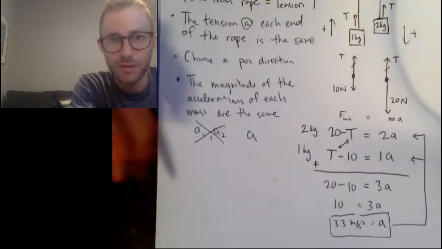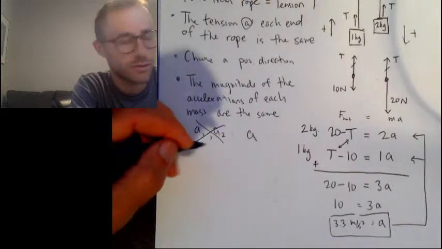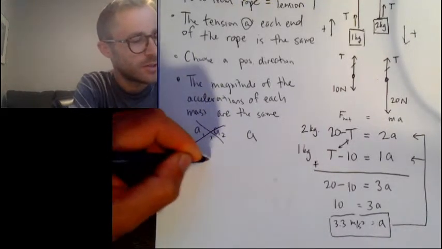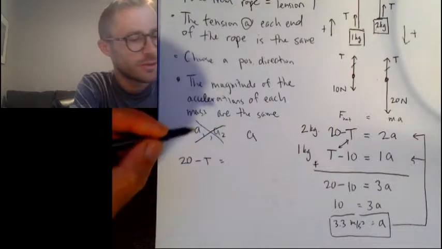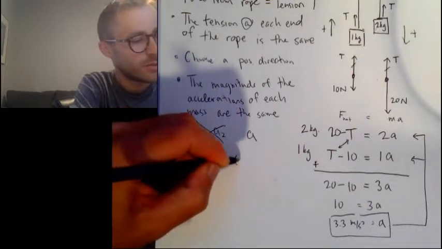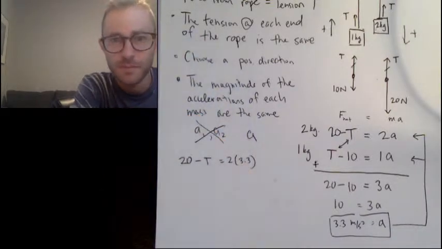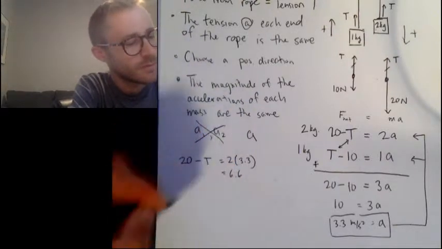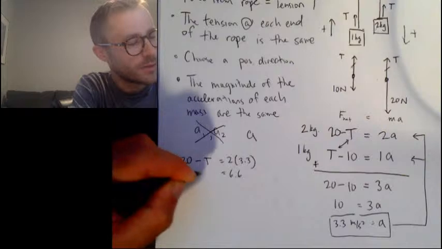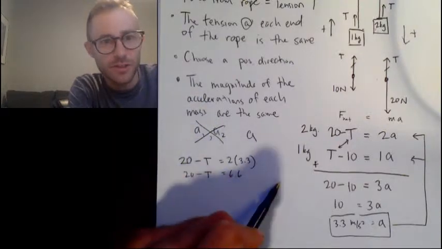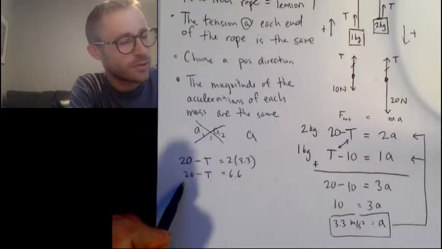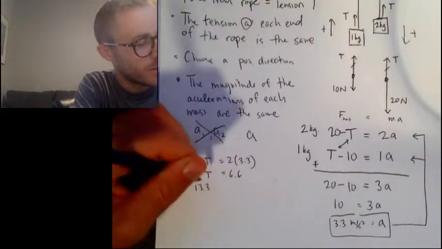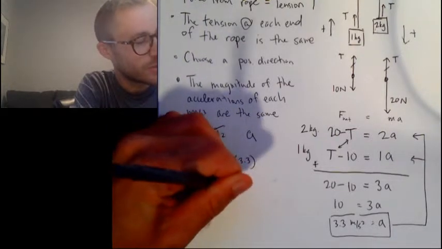If I was extra paranoid that I got the wrong answer, I would say, okay, 20 minus T equals 2 times 3.3. So that's 6.6 is 20 minus T. I add the tension to the other side, I subtract the 6.6, and that gives me 13.3 newtons equals the tension.